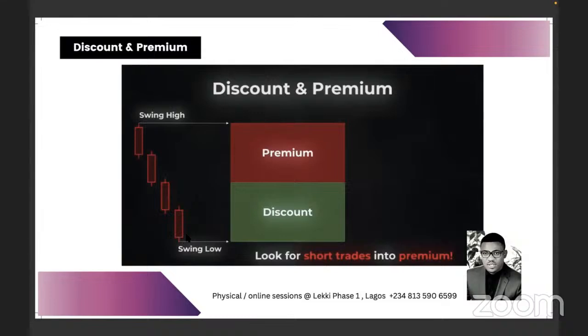So you allow price to retrace into premium. So you look for sell entries. So you come down to this, you sell it downwards. So that's why I say here, look for short trade into premium. Short into the premium, you look for short trade.